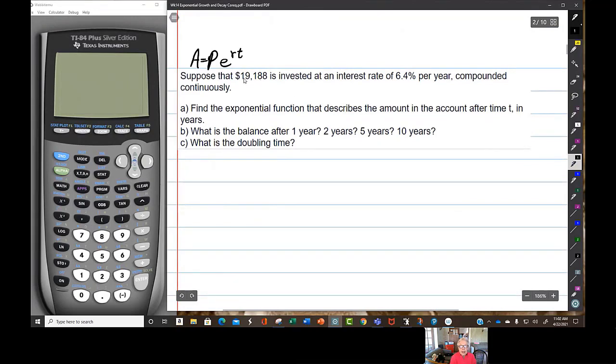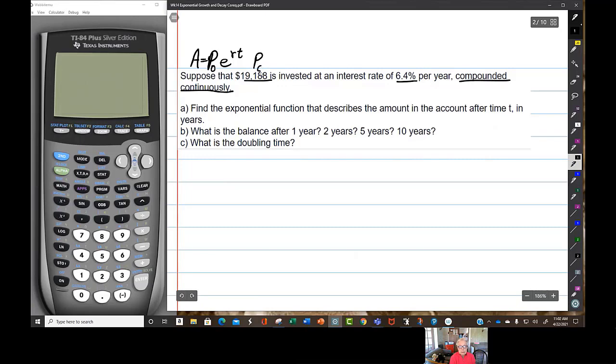Suppose that $19,188 is invested at an interest rate of 6.4% compounded continuously. Now this tells you everything you need to know to set up the problem. P naught, and there should be a zero there, that's the way the book does it, and it really does belong there. That little sub-zero always means original or beginning.